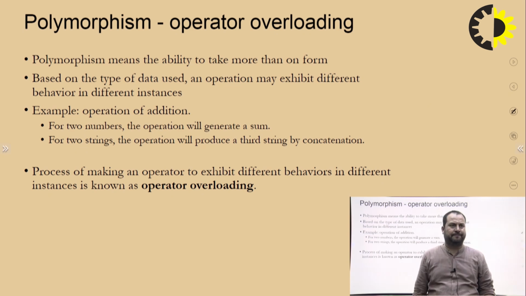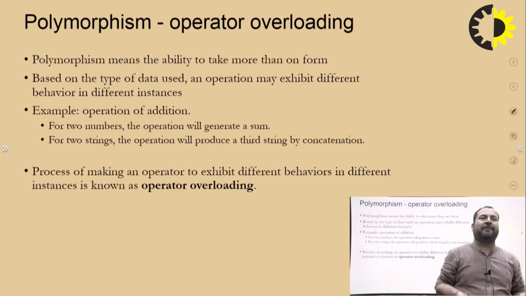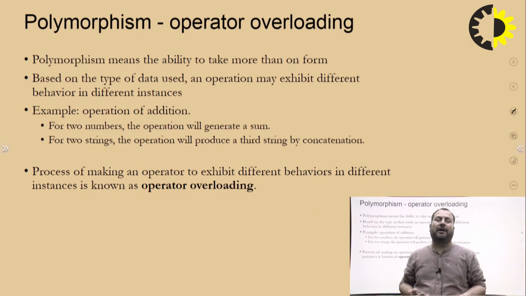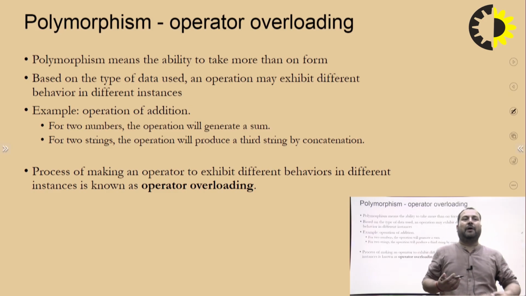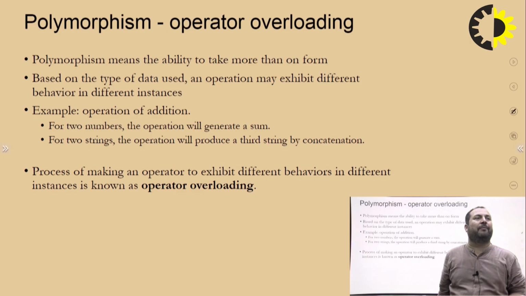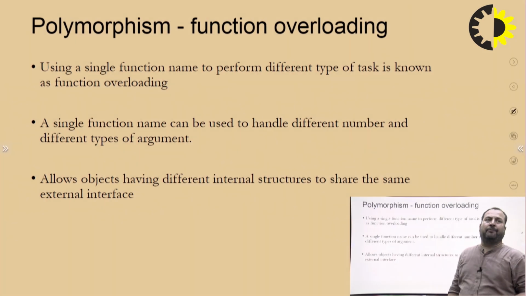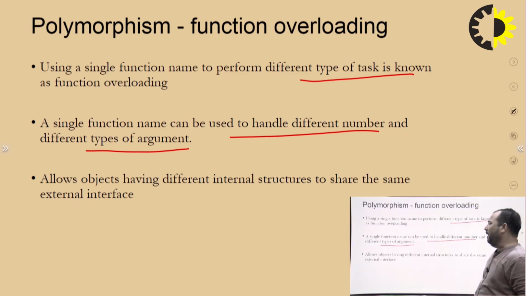Function overloading means one function gets overloaded. Overloaded means the name of the function will be the same, but there may be a difference in the number of arguments or the type of arguments. The function name will be the same, but the same function may have different behavior depending on the context. The context here is the difference in types or number of arguments which that function takes as its parameters. Using a single function name to perform different types of tasks is known as function overloading. A single function can be used to handle different numbers and different types of arguments. It allows objects having different internal structures to share the same external interface.